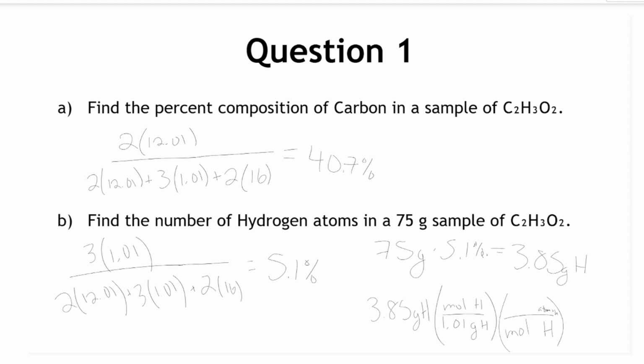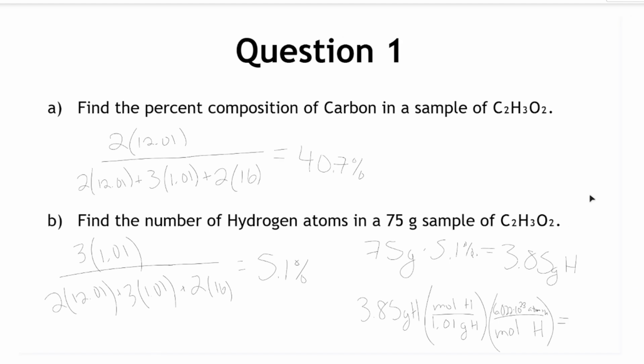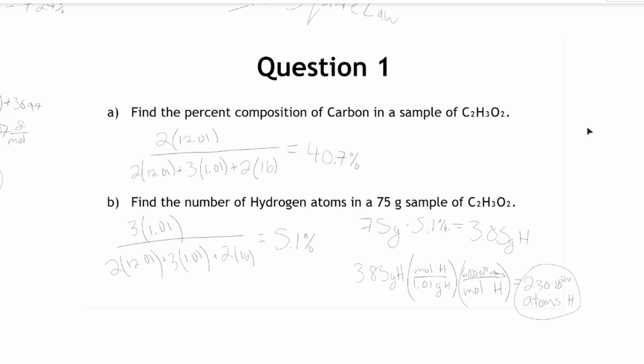To convert from moles to atoms, we can multiply by Avogadro's number. Now we can plug this in our calculator to find the number of hydrogen atoms. And we find that there is 2.30 times 10 to the 24 atoms of hydrogen. Let's look at another review problem.